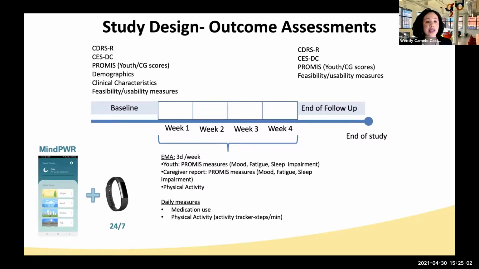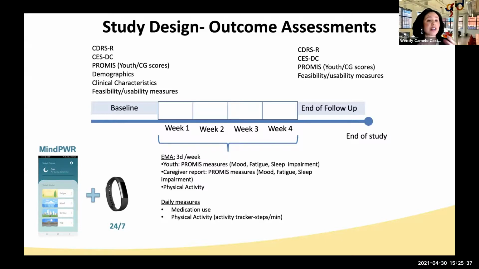Once they enter our study, the teens are granted access to the MindPower app, and they are provided a Fitbit that they are required to use 24/7, so that we can passively capture activity, heart rate, and sleep patterns throughout the 4-week period. And through the app, they will be sent questionnaires 3 times a week, based on patient-reported outcome measures developed by PROMIS and validated for this age group on mood, fatigue, and sleep impairment.